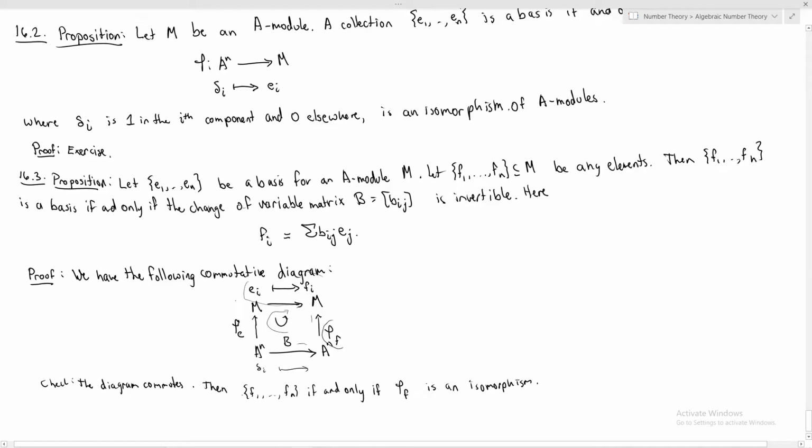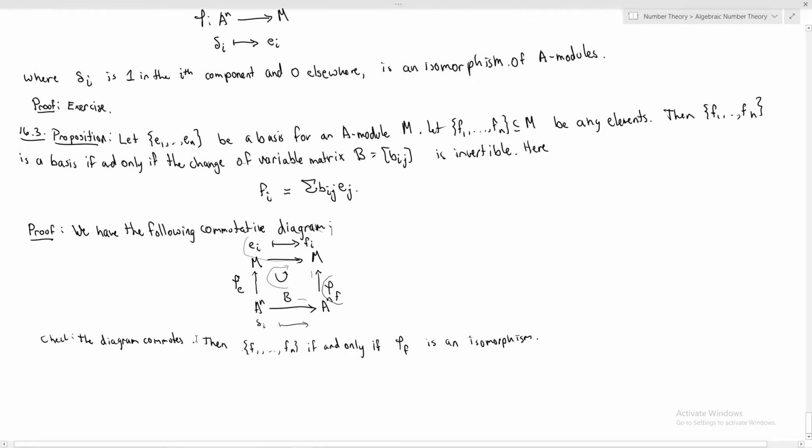Well, I think it's easy enough to, well, I guess maybe I would just say you could prove this from scratch, but okay, so there are some steps that you need to prove. So if F is a basis, prove that this top map, E_i maps to F_i, is invertible, or is an isomorphism.